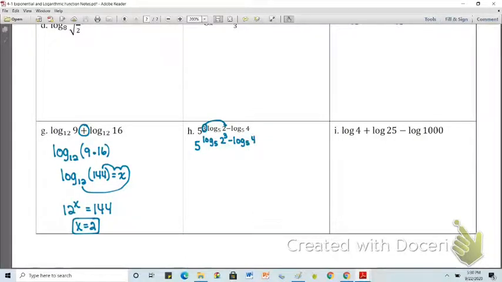I still have 2 logs. I need to get it down into 1. So minus really means divide. So I'm going to have log base 5, 2 to the third is 8, divided by 4. So that becomes 5 log 5 of 2. This cancels with this, so my answer is 2.